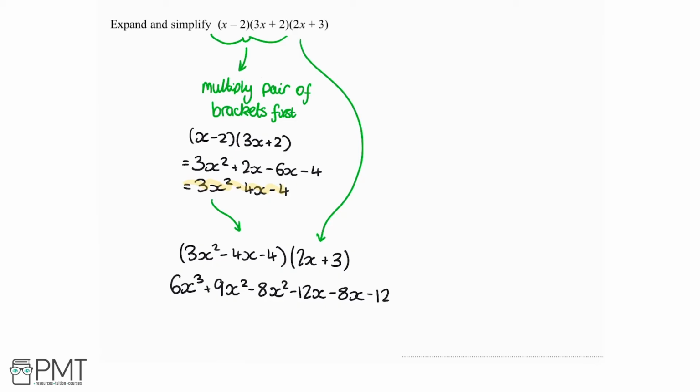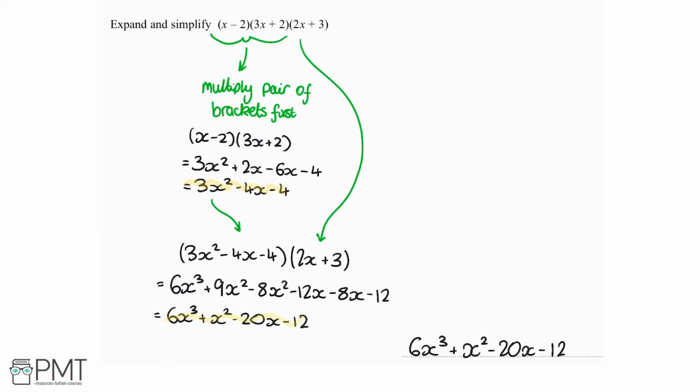Now we're going to tidy up and collect like terms like we did last time. I've only got a single x cubed term, so I can keep that the same. I've got an x squared here and an x squared here, so we can combine them: 9x squared minus 8x squared gives us 1x squared. Again, I can collect these x terms together: minus 12x minus 8x gives us minus 20x. And last but not least, we've just got a single constant on the end, so it stays the same, minus 12. So that right there is our final answer.